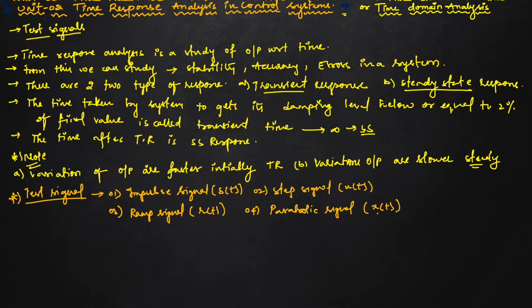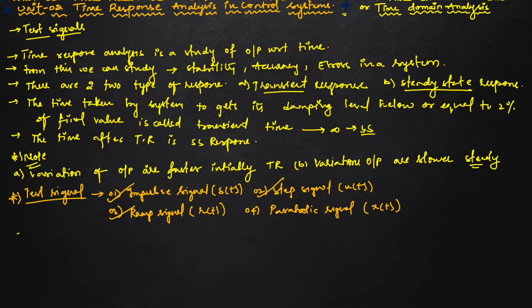We will generally represent it with y of t or x of t by equating it to some standard values according to the parabolic signal. So majorly the impulse signal, step signal and ramp signal are the primary test signals that are available to test any particular system and then to analyze its time response.